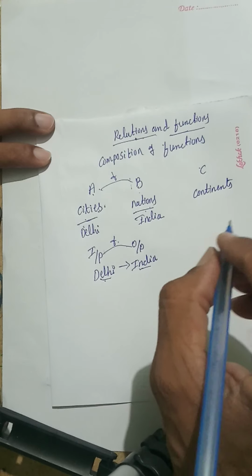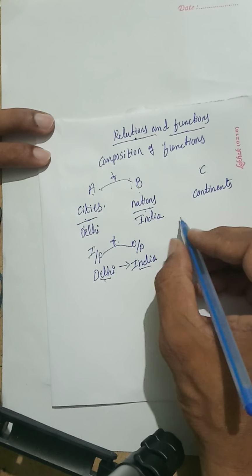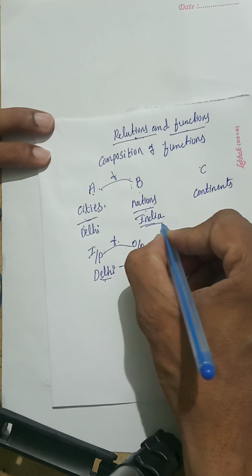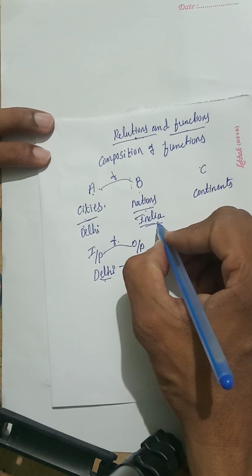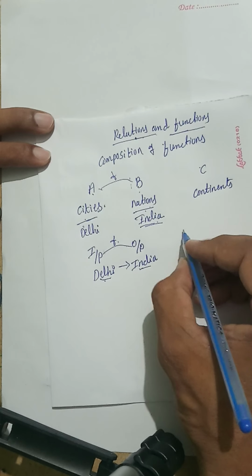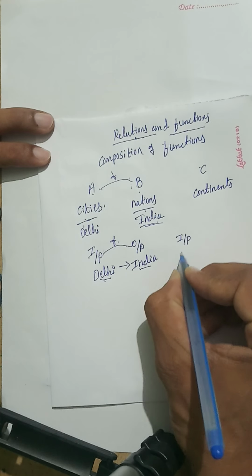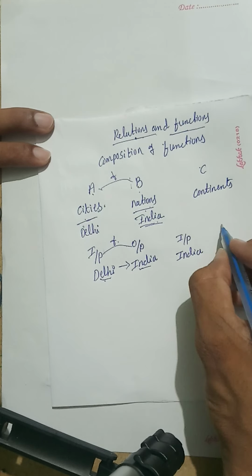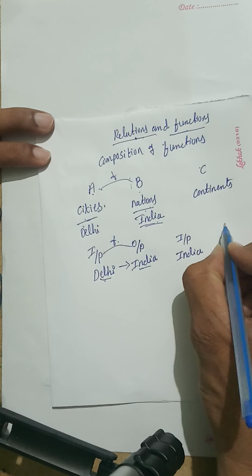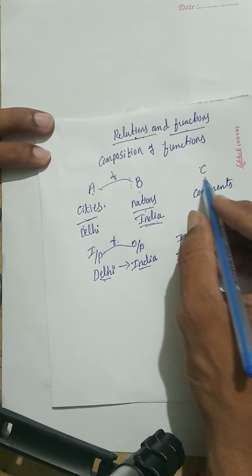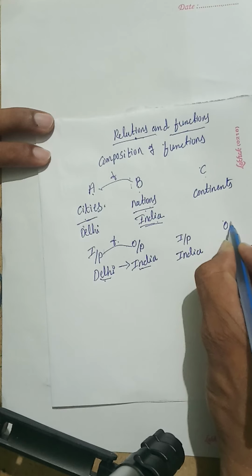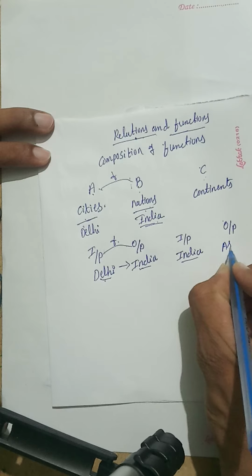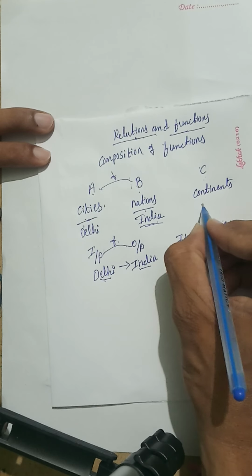Okay, so this India acts as a domain, meaning this B set acts as a domain for another function. I will give the input India. If I give the input India, then I will obtain a continent as the output. India belongs to which continent? Asia.